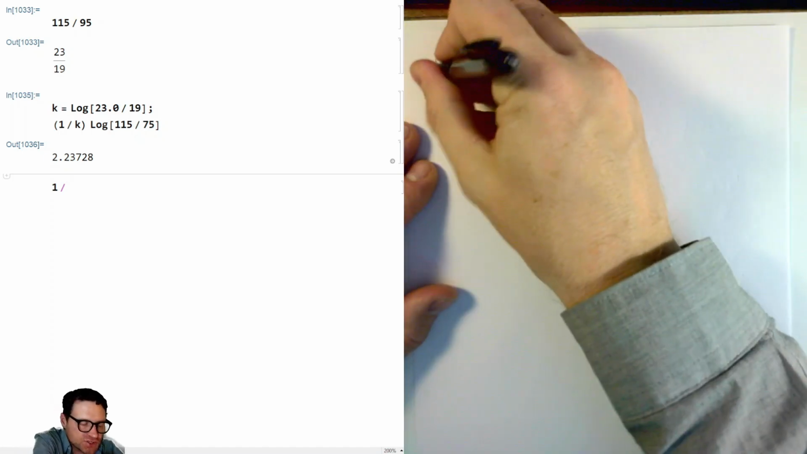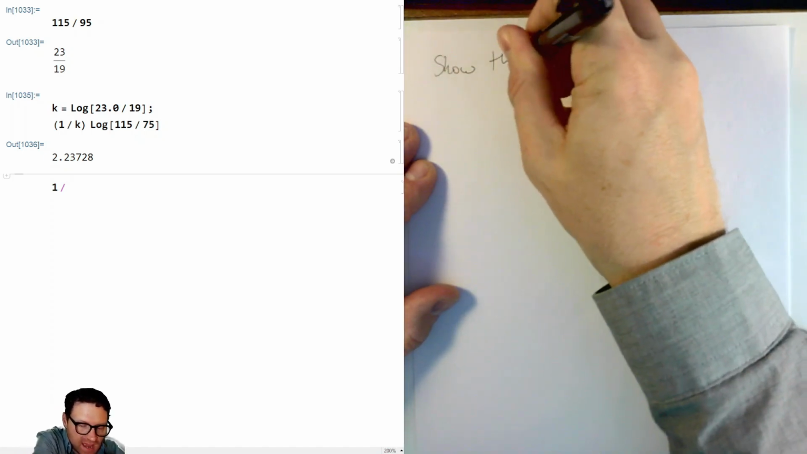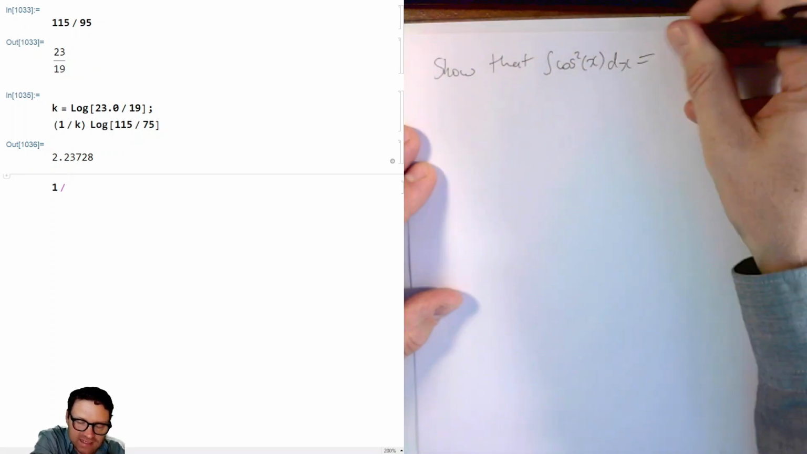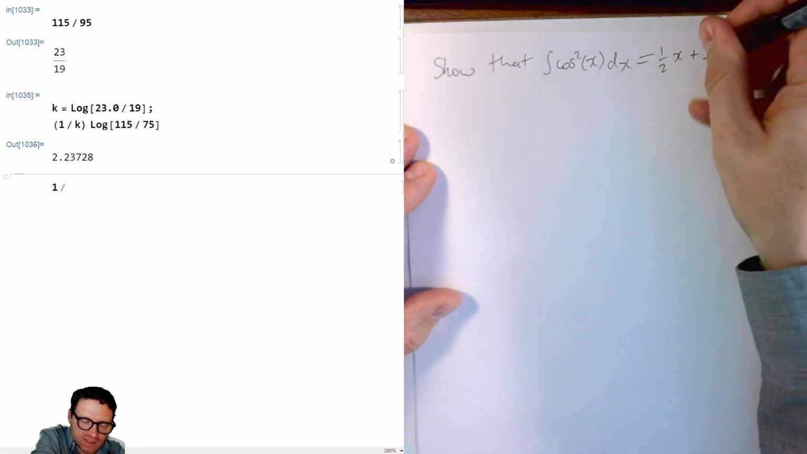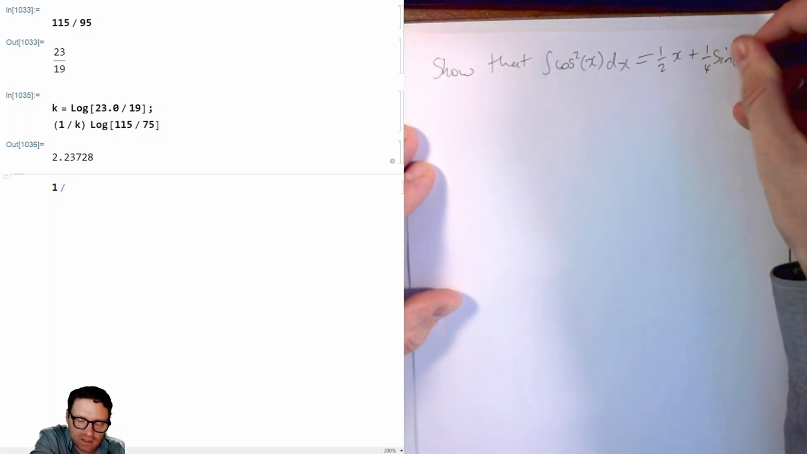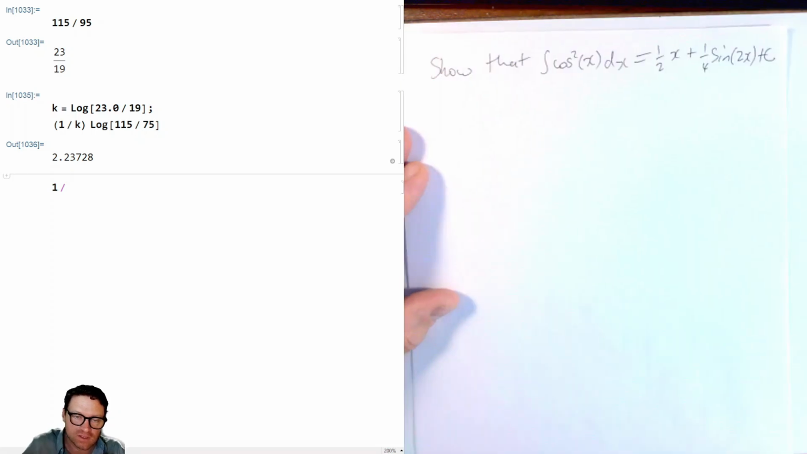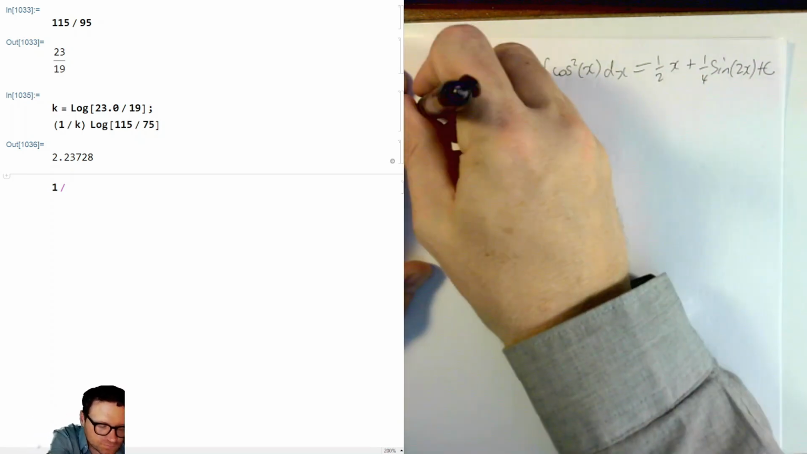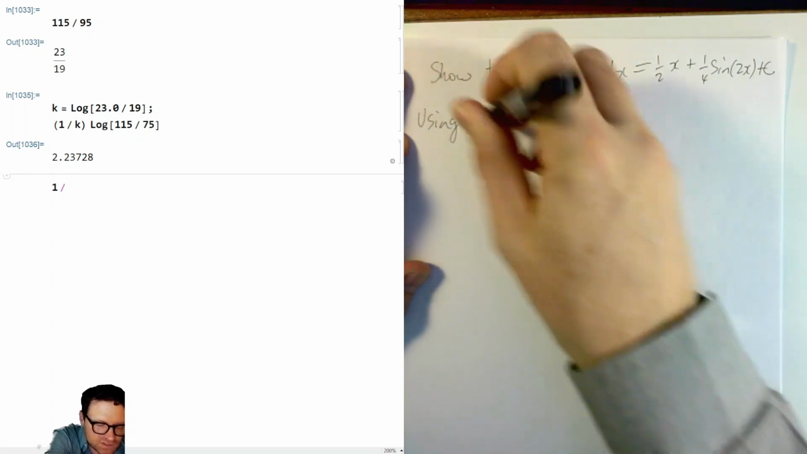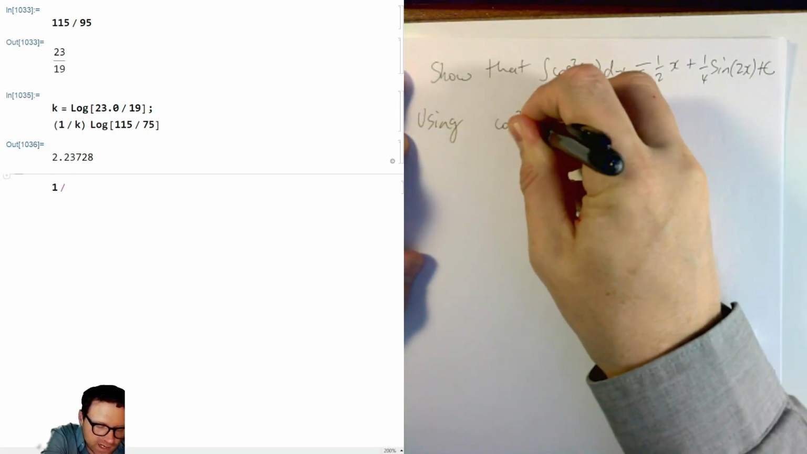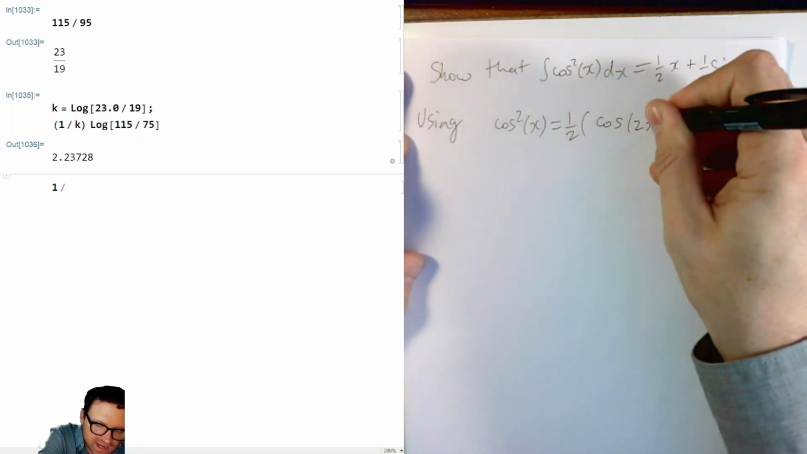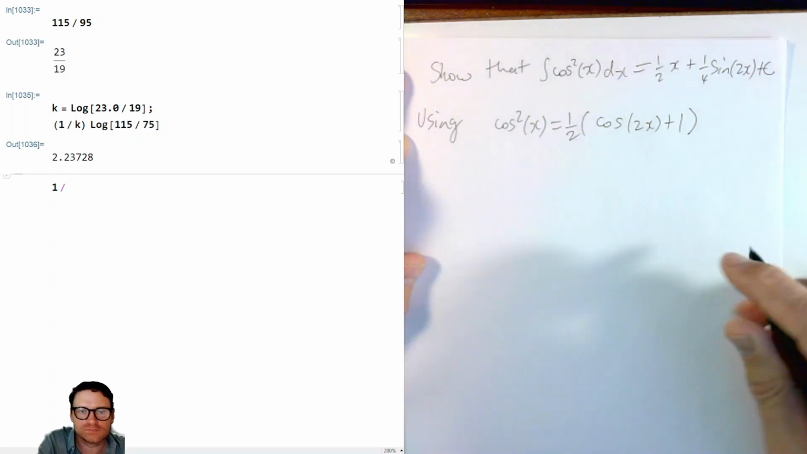So this one says, show that the integral of cos squared x dx is equal to a half x plus a quarter sine of 2x plus c. Okay, so to do this one, what we'll need to use is the trig identity or angle addition formula. So using the angle addition formula, cos squared of x is 1/2 of cos of 2x plus 1.